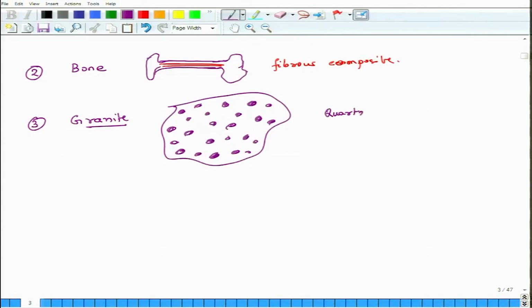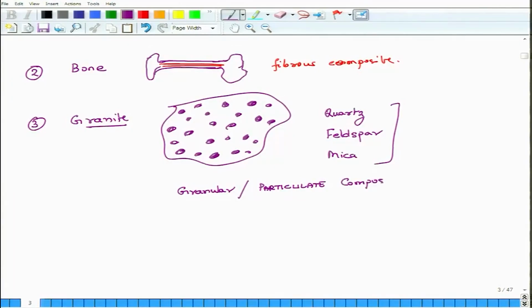They are as different as quartz. Then there is another rock called feldspar, and then mica, and then there are some other materials. So, here this is not a fibrous composite, but it is a granular composite, or better would be particulate, because it has particles of different materials. Particulate composite, and this particular composite does not come from biological systems, but it is still naturally occurring.